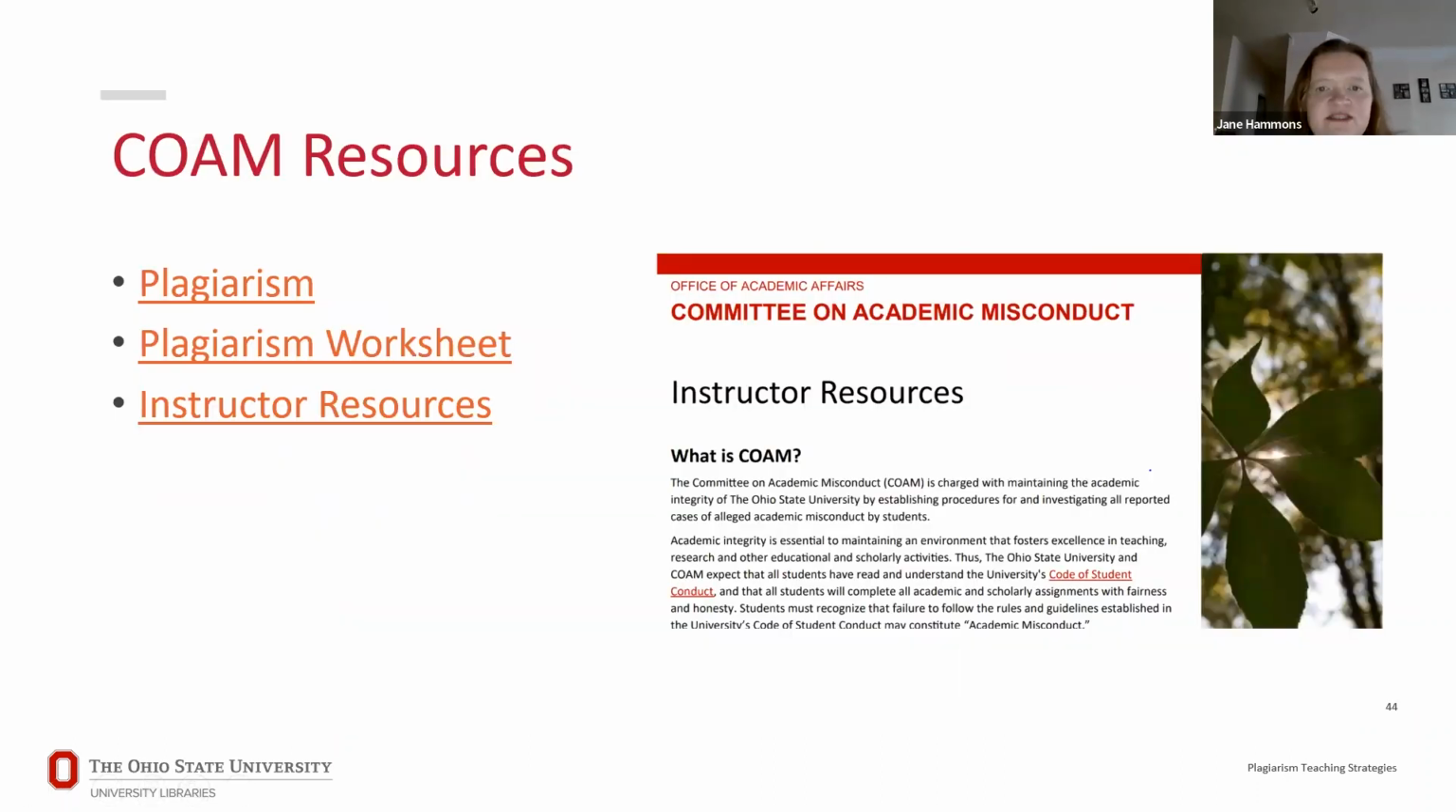So a few resources that I wanted to highlight. I'll put this in the chat again. The first link there should take you to a folder, and I'll get to update those links before. That does have a COAM folder in there with these resources from COAM. They have their basic definition of plagiarism, their plagiarism worksheet that has the scenarios, and then a longer worksheet that has instructor resources that outlines instructor responsibilities around plagiarism, and gives some guidance on how instructors can approach thinking about and teaching this. Those are all available to everyone.